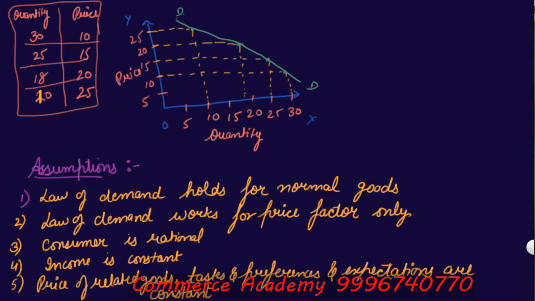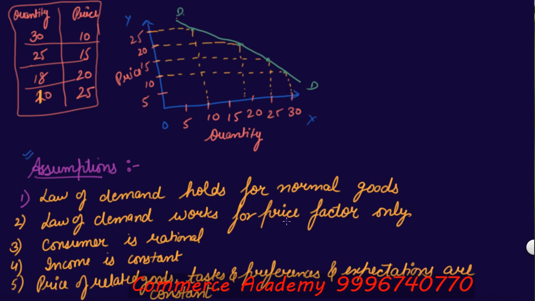See, any law in economics works on certain assumptions. Without assumptions, there is no law that exists. So, to the law of demand also, there are certain assumptions. Number one, the law of demand holds for normal goods. See, there are three types of goods: normal goods, inferior goods, and different goods. We will be learning about these goods in the coming video. So, law of demand holds only for normal goods.